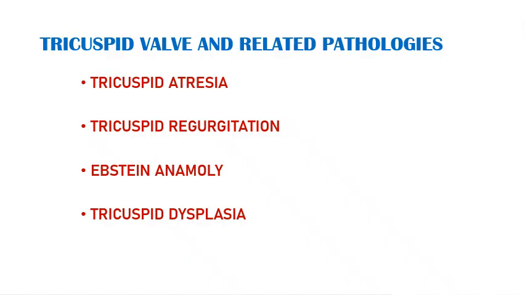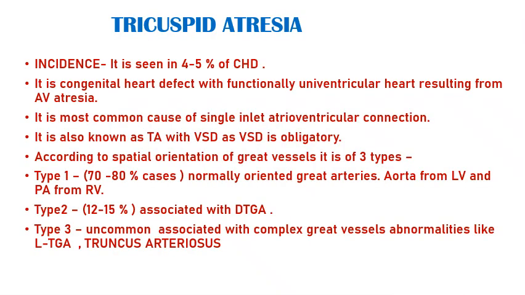These will be tricuspid atresia, tricuspid regurgitation, Ebstein anomaly and tricuspid dysplasia. In tricuspid atresia, incidence is seen in about 4 to 5% of congenital heart diseases. It is a congenital heart defect with a functionally univentricular heart resulting from atrioventricular atresia. It is the most common cause of single inlet atrioventricular connection. It is also known as tricuspid atresia with VSD, as VSD is obligatory.